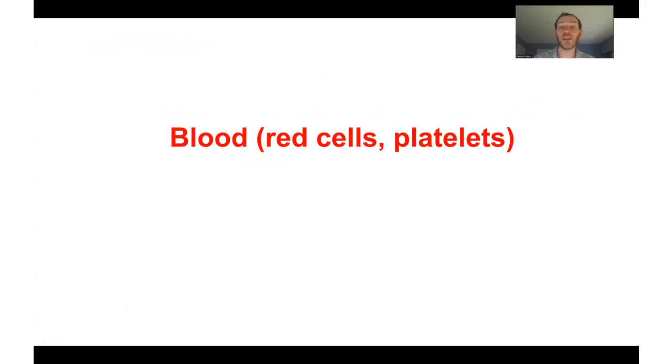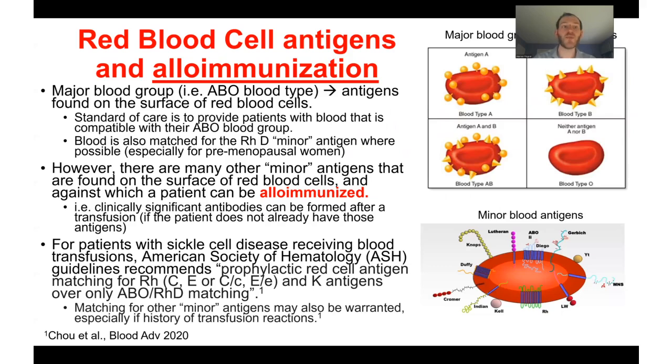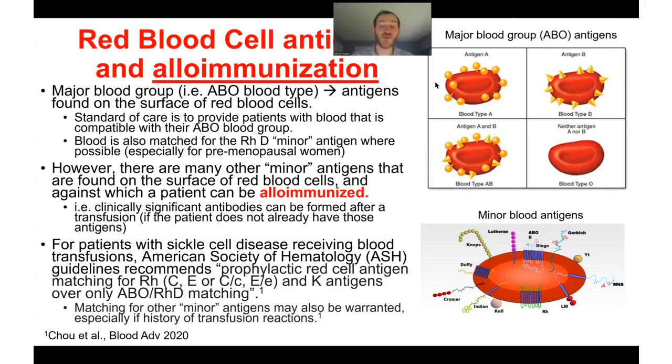I'll start talking about blood, red cells in particular. On red blood cells, there are these major blood groups, antigens that are found on the surface of red blood cells. You can see that in the figure on the top right: A, B, AB, and if you're type O, you don't have those antigens at all. Standard of care is to provide patients who need blood with blood that's compatible with their ABO blood group and also matched for one of the minor antigens called RHD, where possible. That's especially true for premenopausal women, where it's a priority to match RHD.